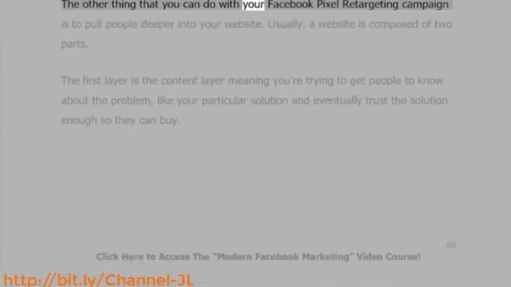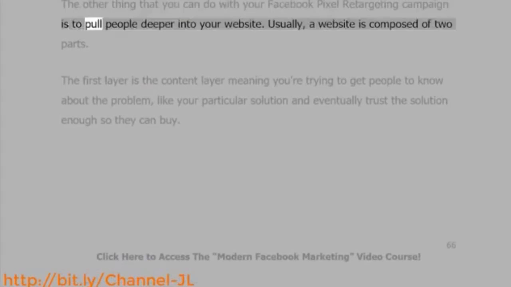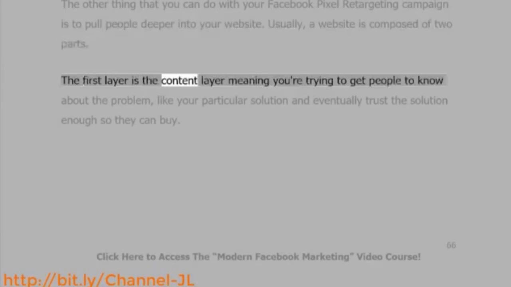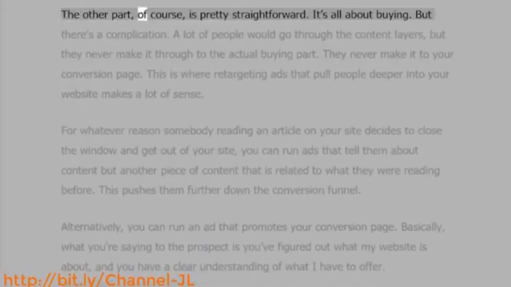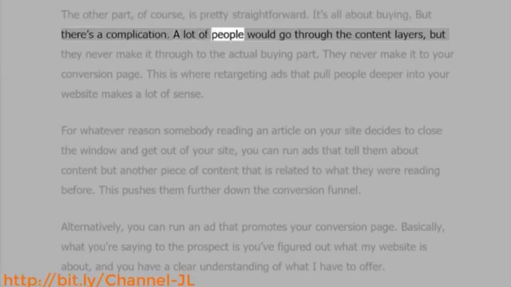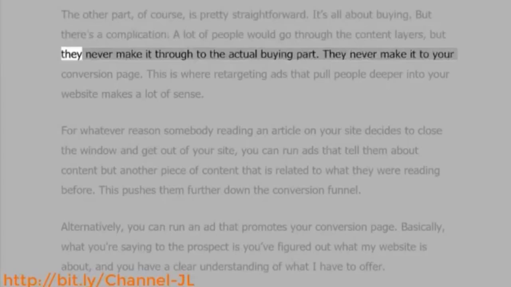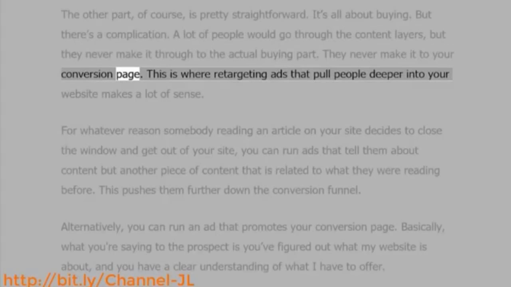The other thing that you can do with your Facebook pixel retargeting campaign is to pull people deeper into your website. Usually, a website is composed of 2 parts. The first layer is the content layer, meaning you're trying to get people to know about the problem, like your particular solution, and eventually trust the solution enough so they can buy. The other part, of course, is pretty straightforward. It's all about buying. But there's a complication. A lot of people would go through the content layers, but they never make it through to the actual buying part. They never make it to your conversion page.